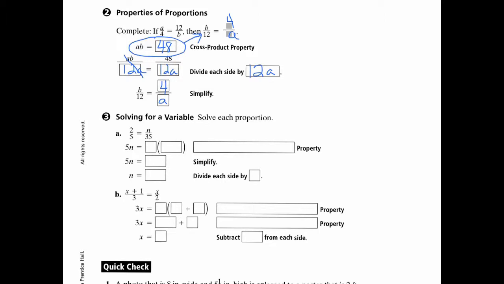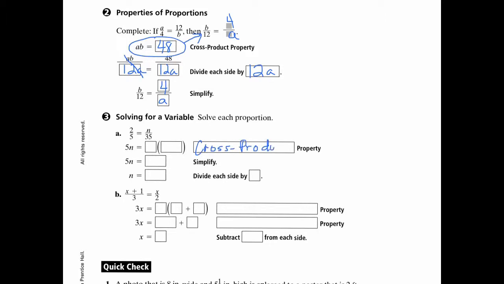Okay, take a look at number 3. It says solving for a variable. Now this is what you're used to doing. You've done this for a long time in middle school, okay? It says 2 over 5 equals n over 35. So to solve this, we would use our cross product property, right? We'd cross multiply.